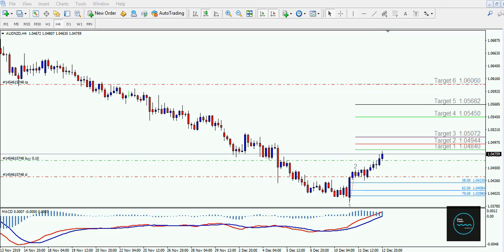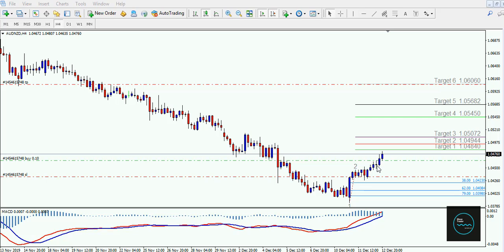I want to show you a trade I'm currently in on the AUD-NZD currency pair, the Australian dollar New Zealand dollar currency pair. And I want to show you my thought process and how I got into this trade. This trade is going to be a swing trade because I'm currently on the 4-hour chart and you can see how short the candles are.